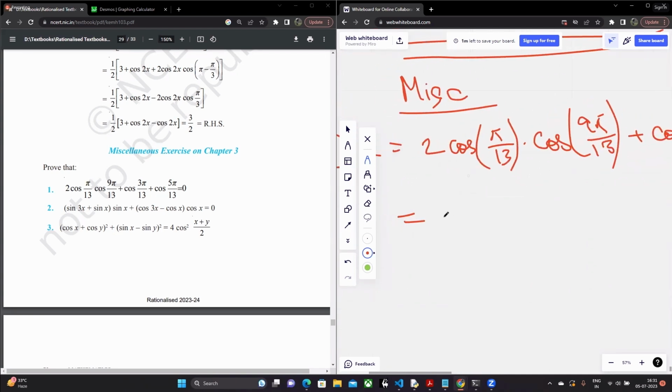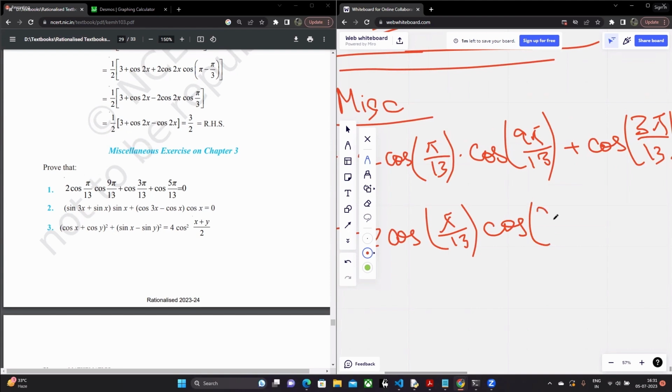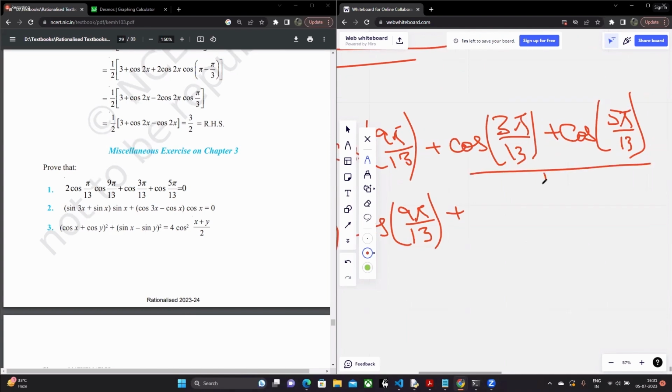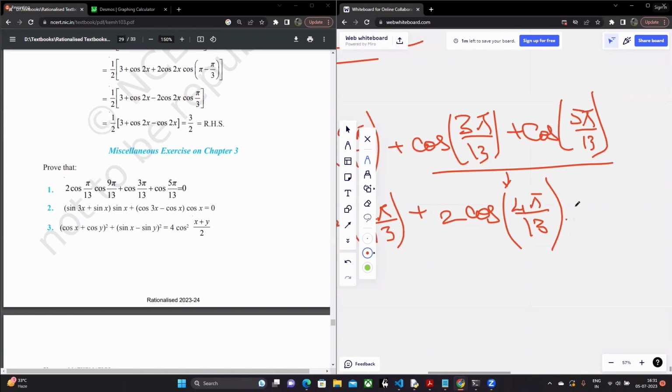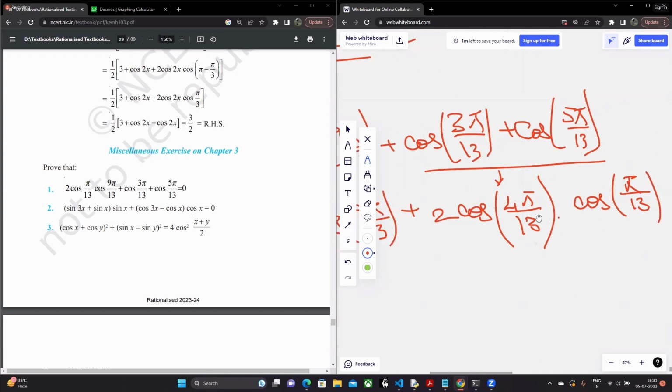Right, so I'll basically keep this as such. This is going to be 2 cos pi by 13 into cos of 9 pi by 13, plus, since I'm going to add these two, I'm basically going to get 2 cos of (3 plus 5) 8 pi by 13 divided by 2. That is going to be 2 cos 4 pi by 13 into cos of (5 minus 3 is 2, and 2 by 2 is 1), so I'll again get a cos pi by 13.